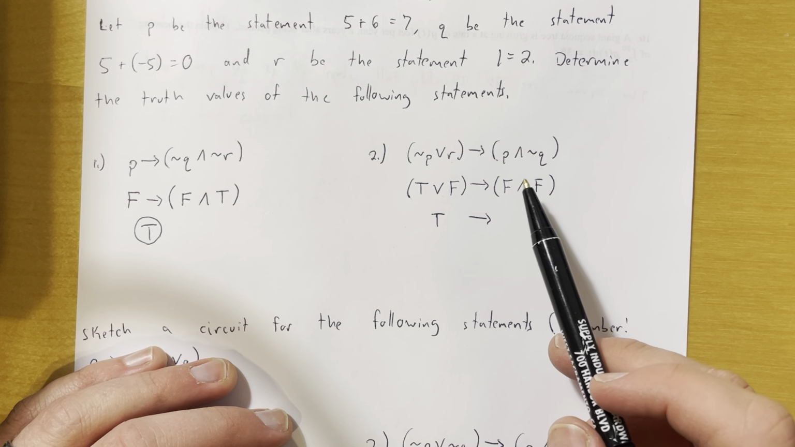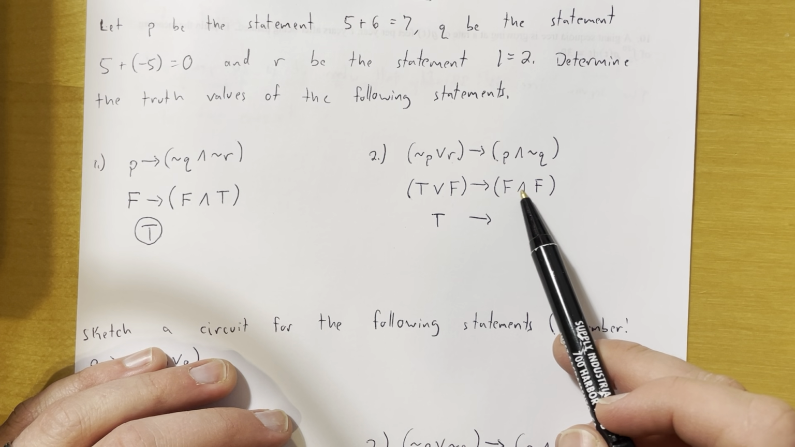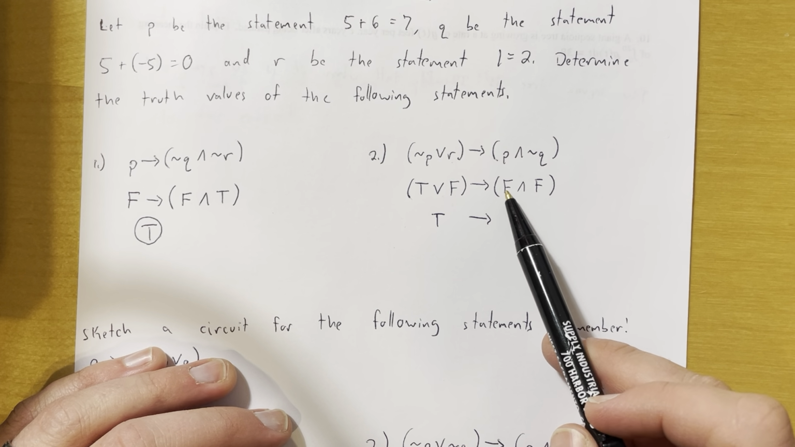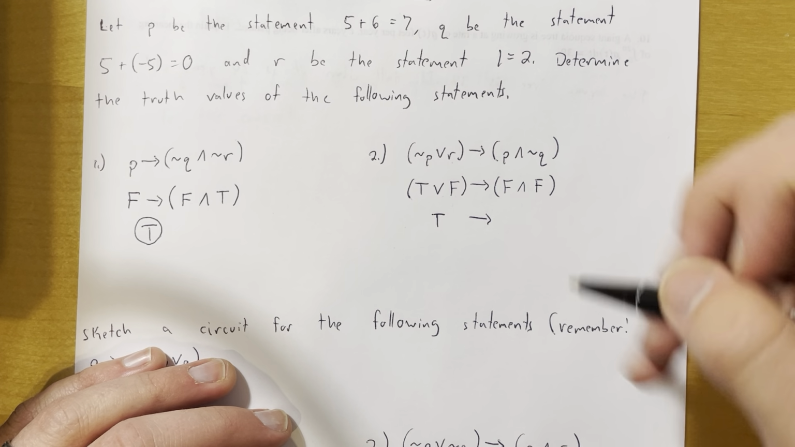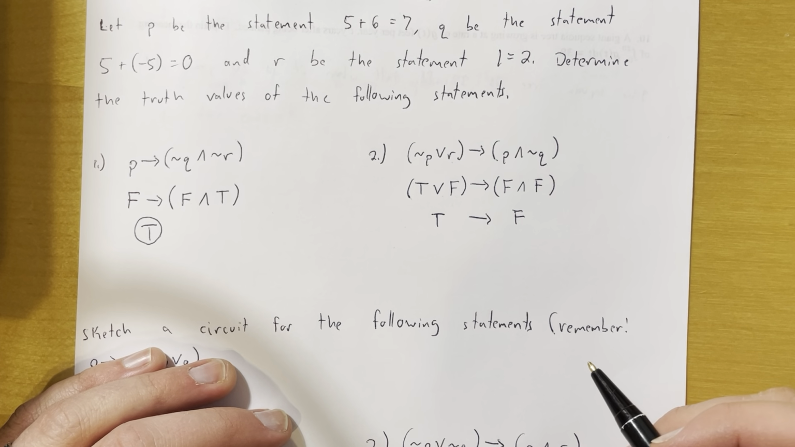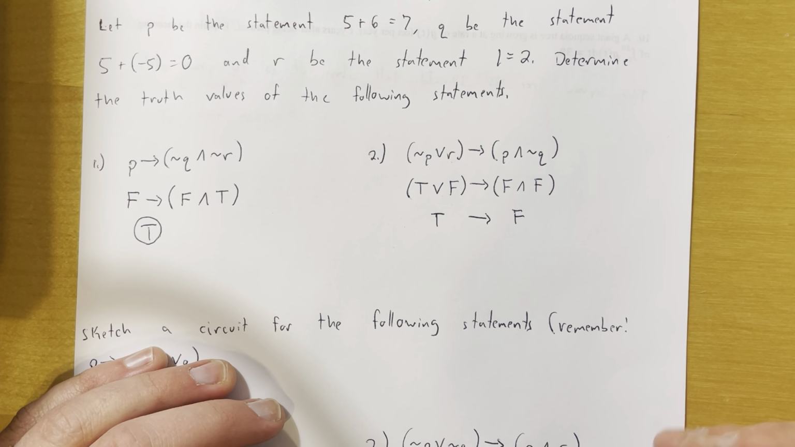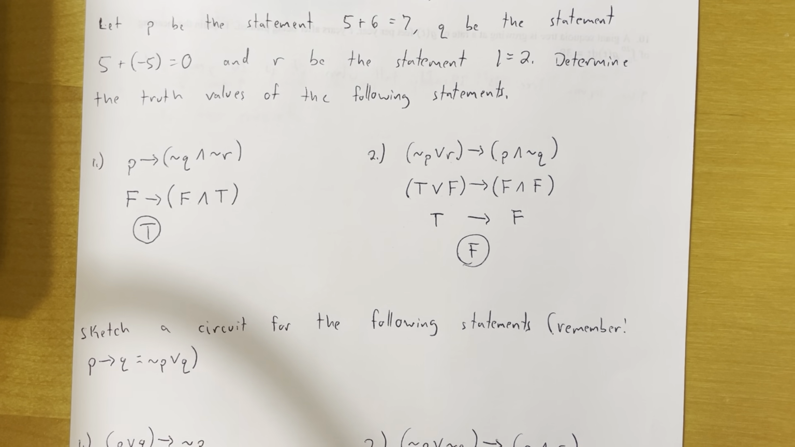Over here, I have false and false. This is a conjunction. Remember, conjunctions are only ever true when both component statements are true. In this case, neither of them are, so this is actually going to be false. True implies false. And then here we have the one situation where a conditional can come out to be false. So this is false. Okay?